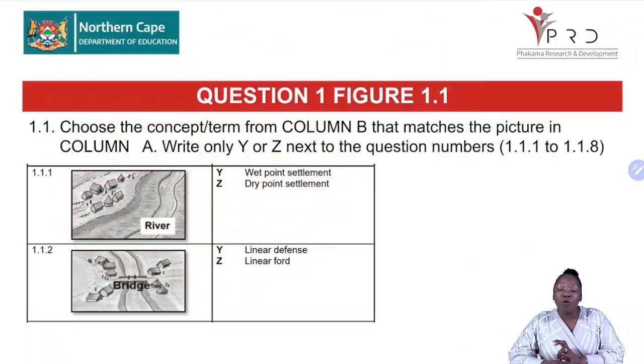So again, I'm going to give you 2 minutes to work on these two questions. Remember, you write all your answers down. So the numbering should be correct also. So your 1.1.1, if it's Y, you write Y. Your 1.1.2, if the answer is Z, then you write Z. Then we proceed to the next questions. So your 2 minutes start now.